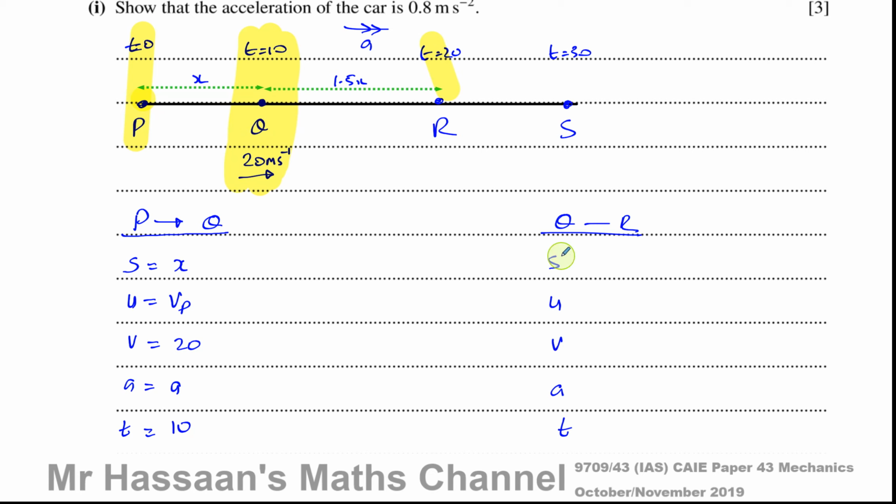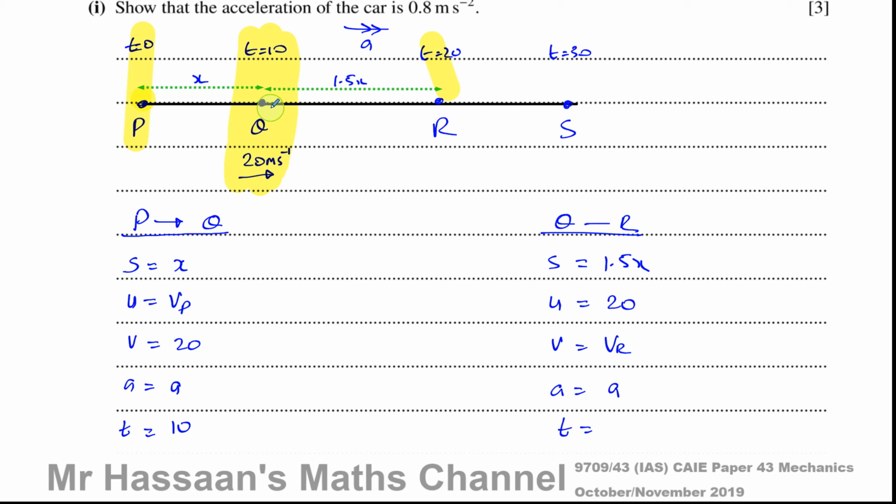So in this case, the displacement here is 1.5x. And the initial speed is 20, because that's where it's starting. And the final speed, we don't know what that is. That's the velocity when it reaches R. The speed when it reaches R. Acceleration is what we're trying to find.